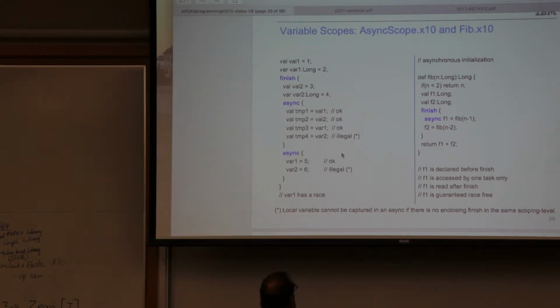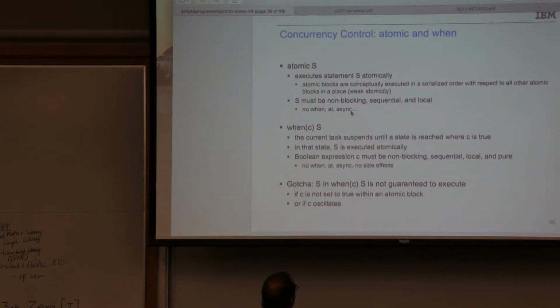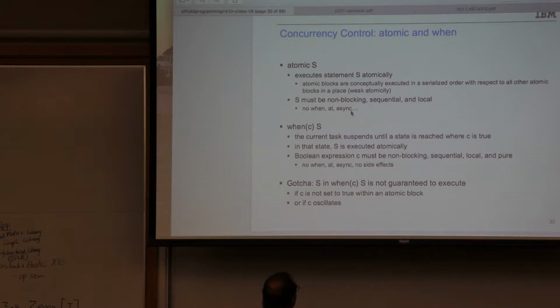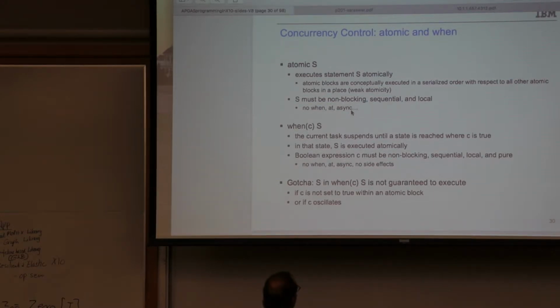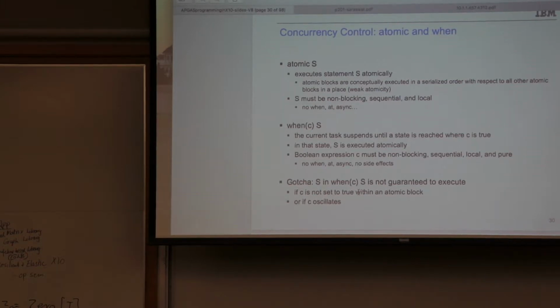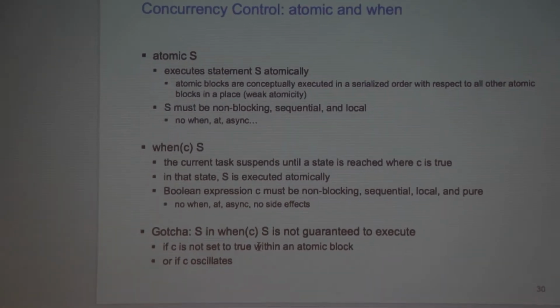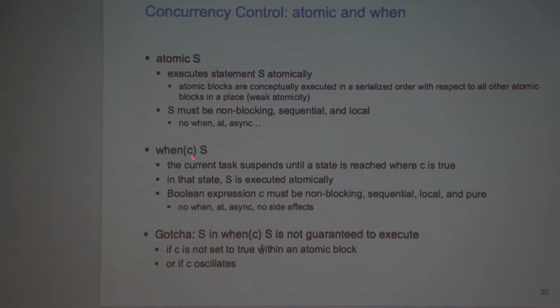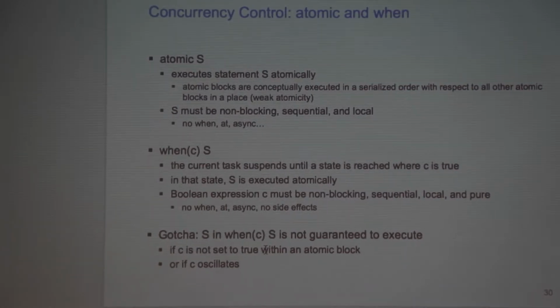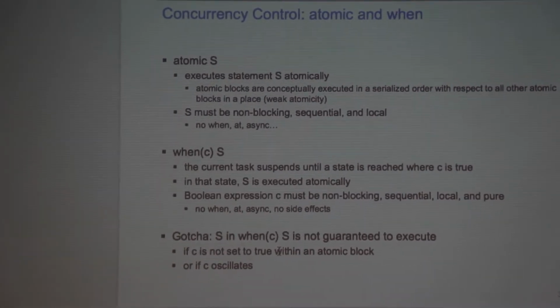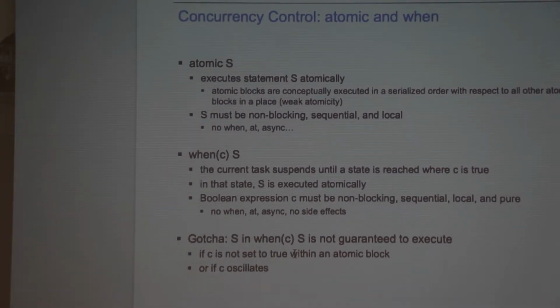This is simply an illustration of how values can be captured by asyncs but not vars. This I have discussed before. The only thing that I have not discussed before is this condition, when (C) S. This is common in other implementations of conditional critical regions: there's no guarantee that when (C) S will execute. If C is a condition that only sporadically holds, it holds, doesn't hold, holds, it oscillates, then there's no guarantee that when (C) S will actually execute.